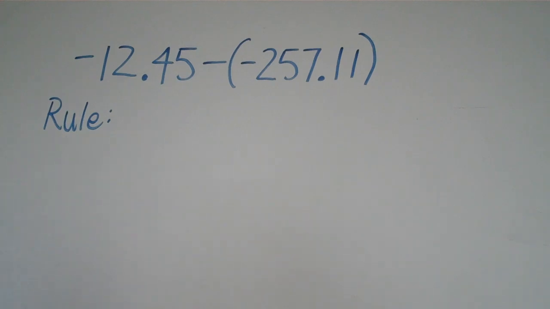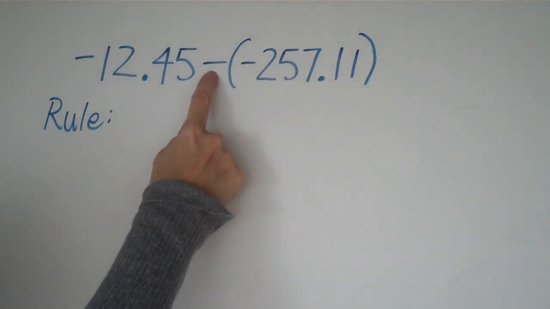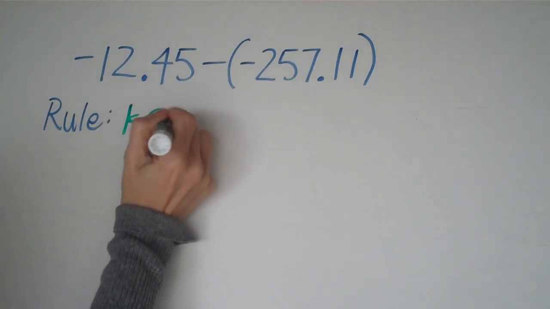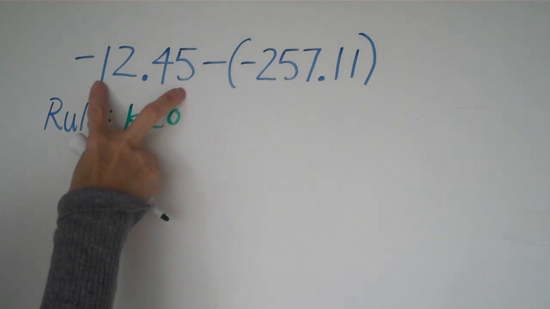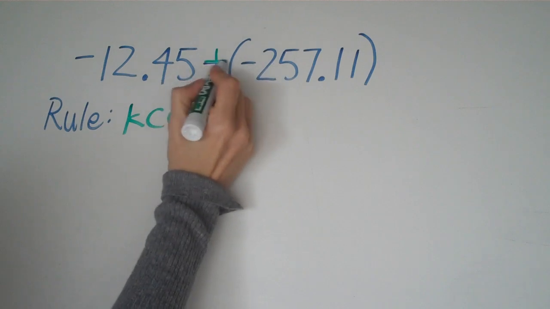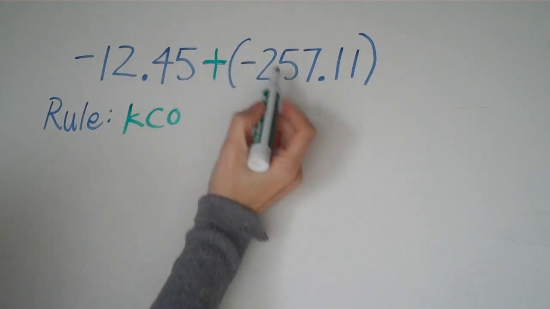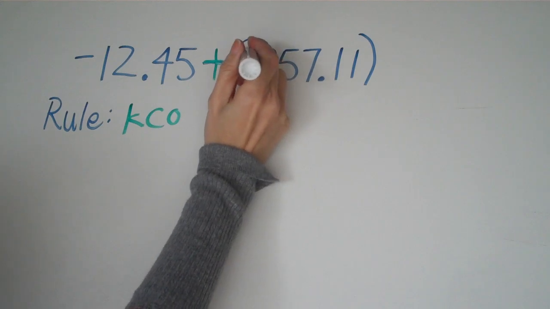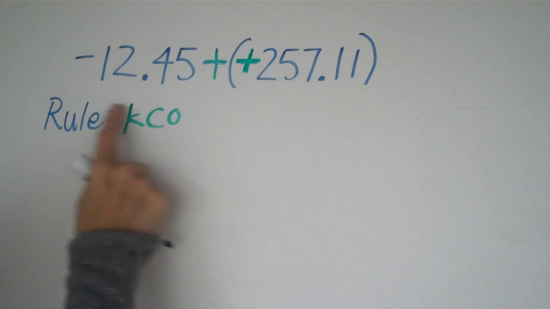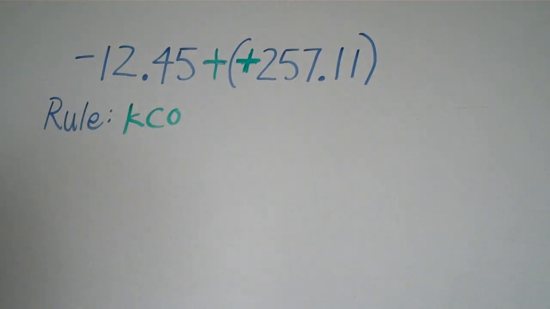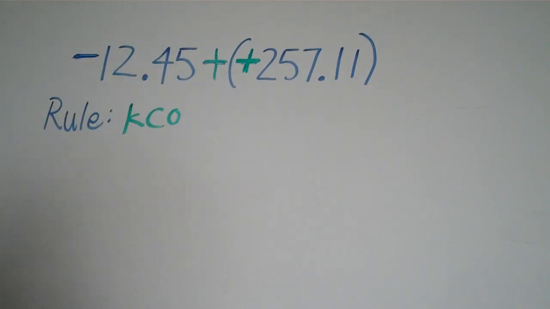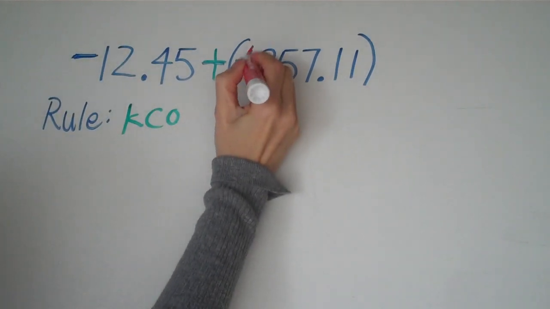In this example, we have, again, that subtraction sign. So we know our first rule is going to be keep change opposite. Okay, so let's do that. We keep the first number, leave it as it is. We change to addition, and then we get the opposite of the second number. So there we go. We did keep, change, and opposite. Now what do we have? Well, we have a negative number right here, and we have a positive number right here.